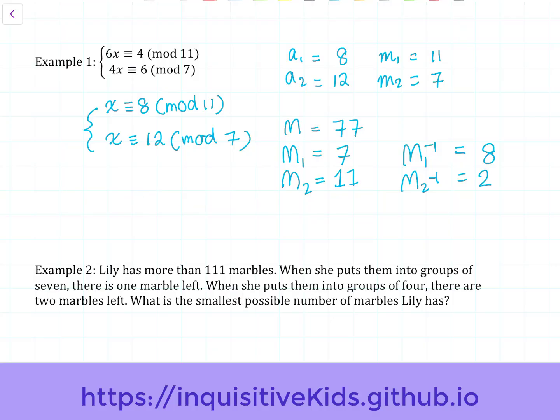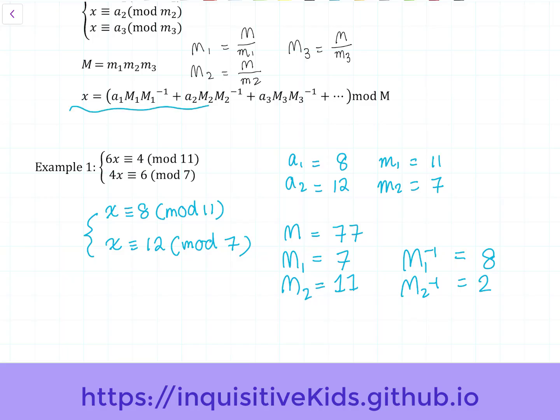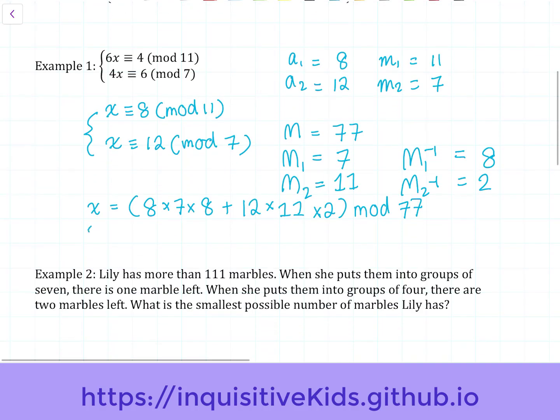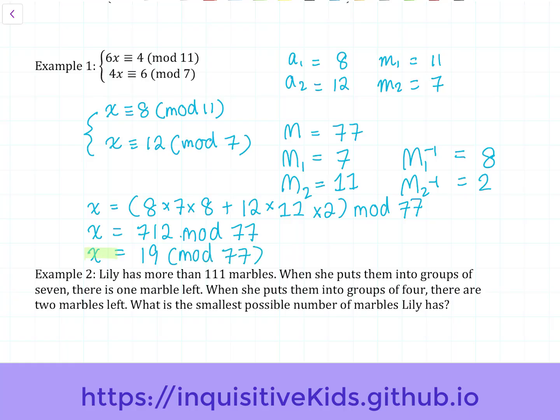Now that we have all our basic variables down, let's substitute them into this equation right here. To find x, all we have to do is x is equal to 8 times 7 times 8 plus 12 times 11 times 2 mod the big M, which is 77. So let's simplify this. X would be equal to 712 mod 77. And of course, that would be the same as x is equal to 19 mod 77. So in the end, this is our final answer.